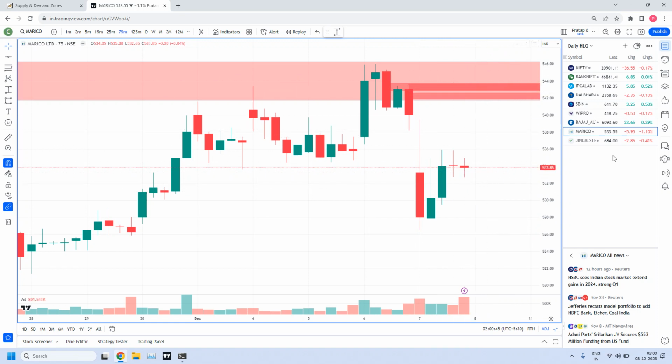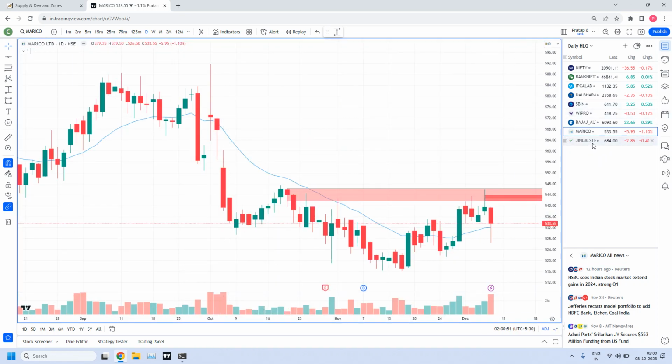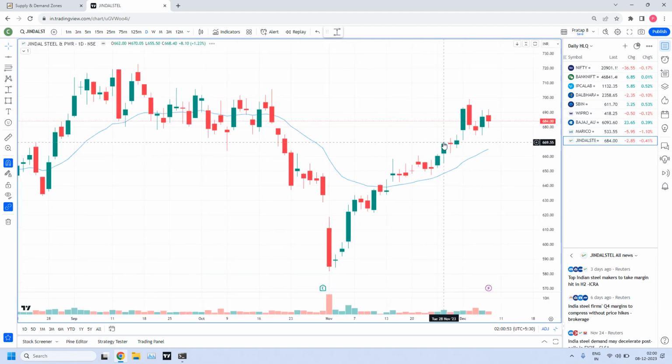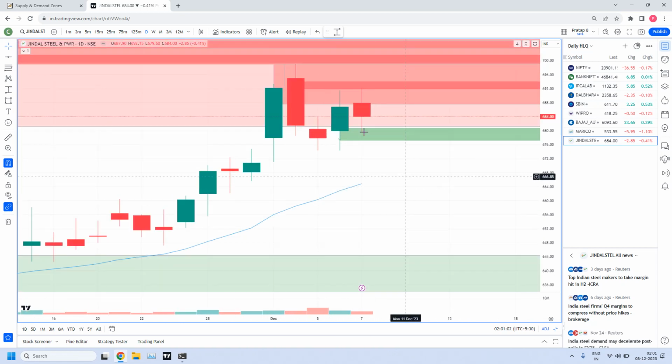And the next one is Jindal Steel. We are maintaining it in our watch list. Why? Because Jindal Steel is moving between a high liquidity demand zone and supply zone. That's why we kept it, because such kind of zones most of the time will give multiple opportunities. So today also it gave an opportunity. It entered into its entry area and then it reached the target.